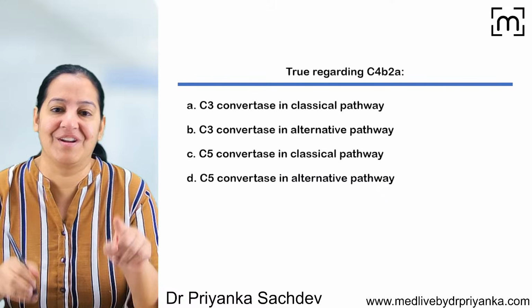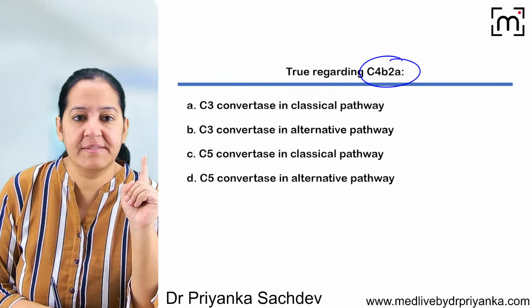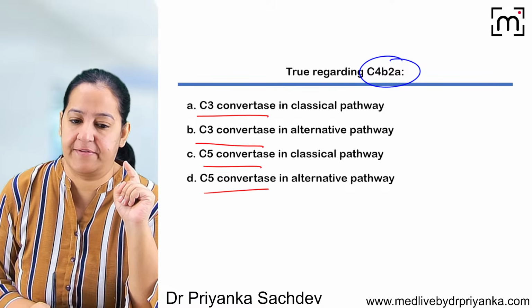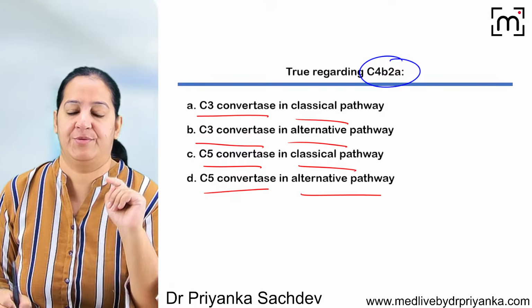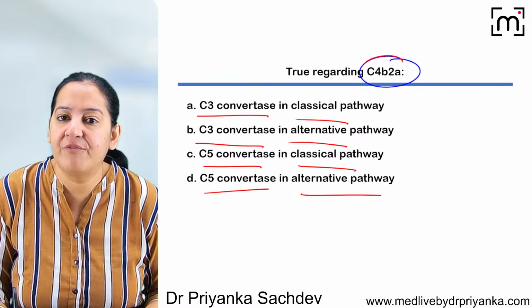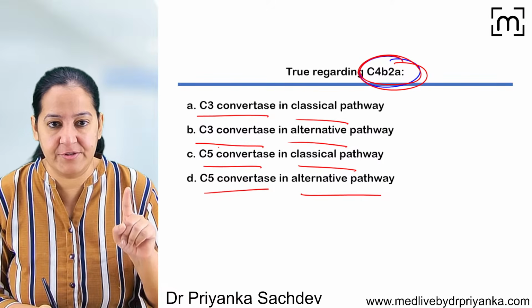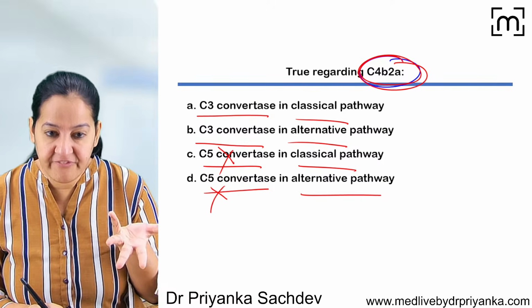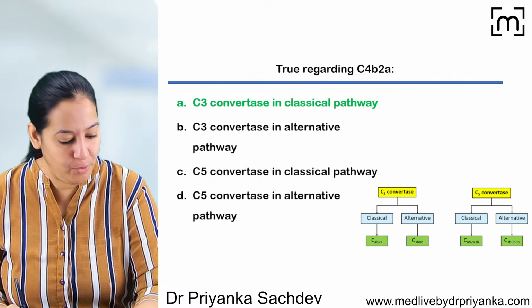The next question: which of the following is true for C4B2A? First you decide, is it C3 convertase or C5 convertase? And is it in the classical pathway or the alternate pathway? I'm asking for C4B2A, so it is C3 convertase, not a C5 convertase. So remove these two options. It is the C3 convertase of the classical pathway, not alternate. So the correct answer is A, and this is how we approach.